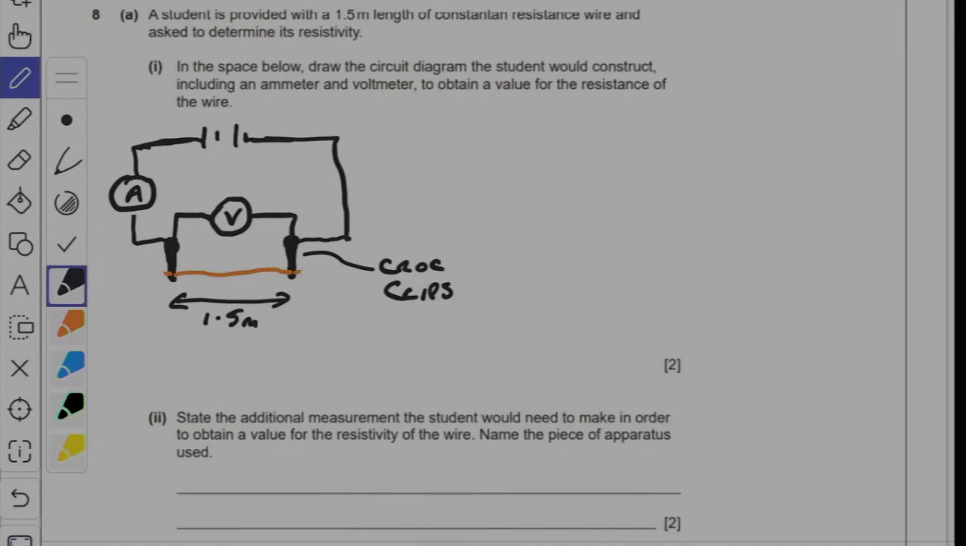State an additional measurement that the student would need to make in order to obtain a value for the resistivity of the wire. So at this point you need to think about, what properties do I need to find the resistivity of the wire. Okay, so we've got the length there. This circuit will give us a resistance. So the other thing we would need is the cross-sectional area. So we would need to get a diameter in order to do that, and we would use an appropriate piece of equipment for that, something like a micrometer screw gauge.